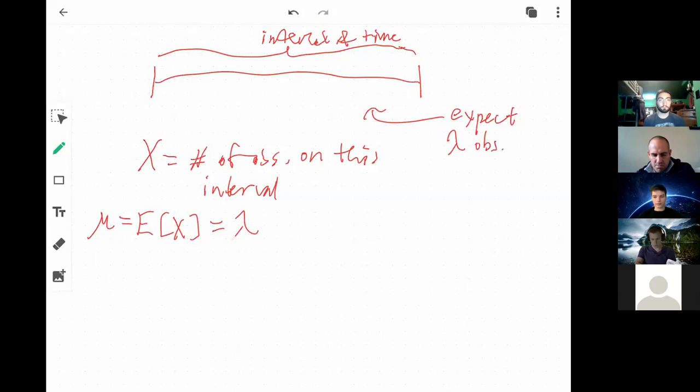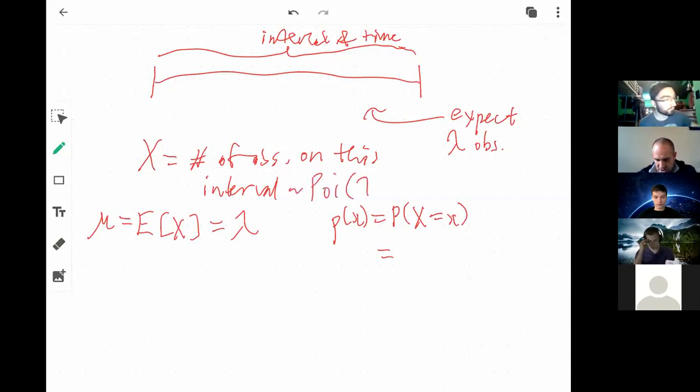And we know that the probability mass function, which by the way is the probability that x is equal to little x, what was the formula for this? Does anybody remember? Oh, by the way, x is distributed as the Poisson with parameter lambda. Does anybody remember what the probability of x being equal to little x was?